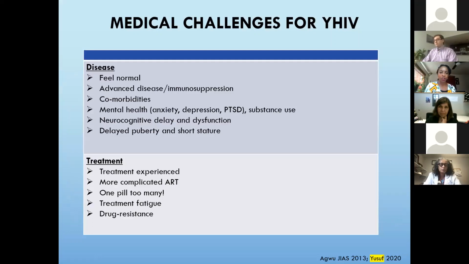So the medical challenges: there's feeling normal, there's advanced disease, even when you feel normal, comorbidities, a significant amount of mental health issues, anxiety, depression, PTSD, neurocognitive delay and dysfunction, particularly among the perinatally acquired, as well as delayed puberty and short stature. And then treatment issues in terms of just being highly treatment experienced. I told you that we're down to 1 pill for treatment, but for many, 1 pill is too many and it's too complicated. And how do we get to no pills? And then there's treatment fatigue.